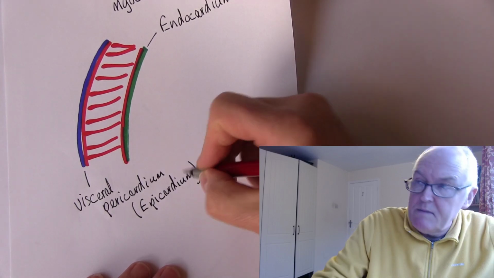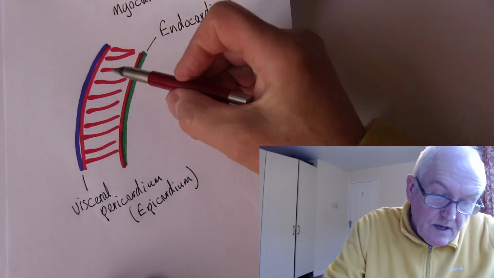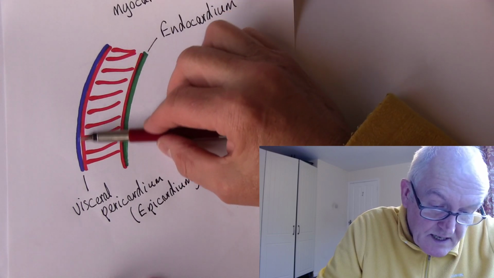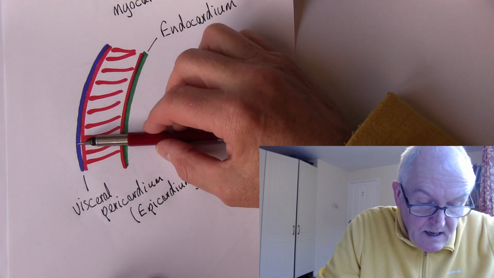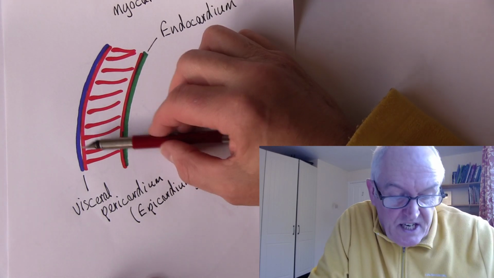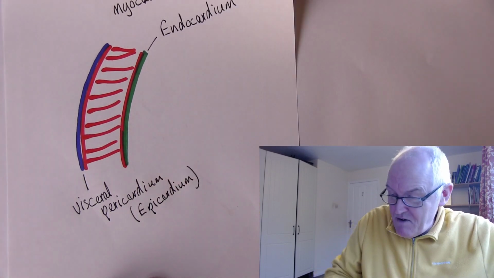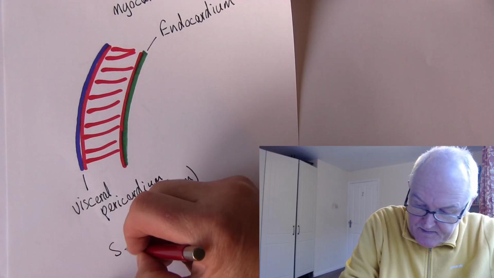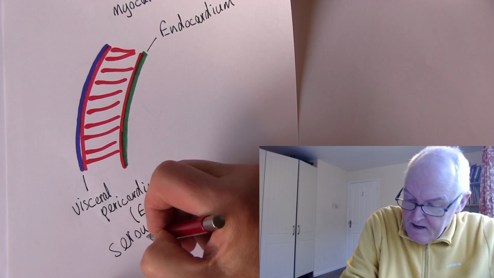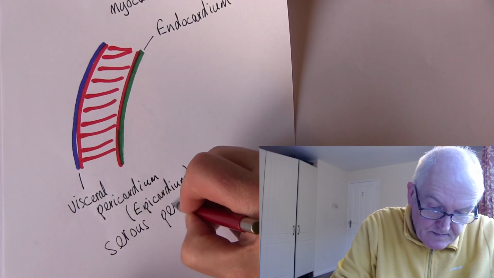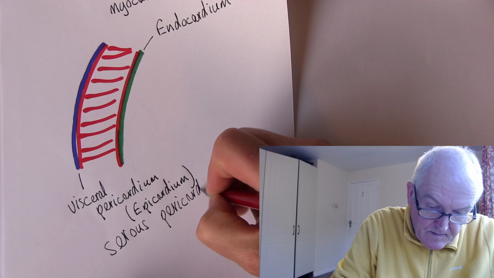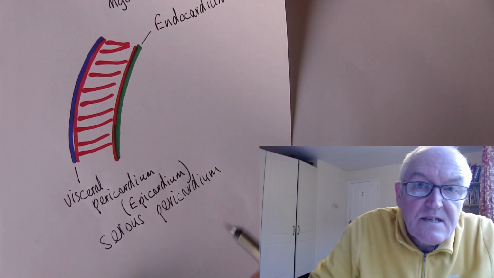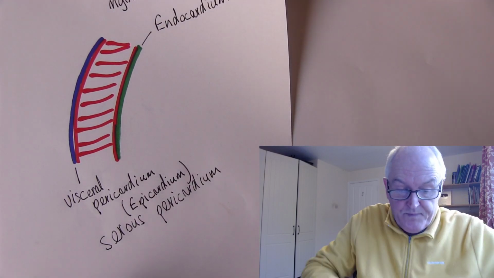The epicardium. Now, epi means on the outside, so it's on the outside of the heart. So it's the epicardium. But you and me know that that's actually the visceral pericardium, and it's serous. It's the serous pericardium. And what we mean by this is it secretes serous fluid.